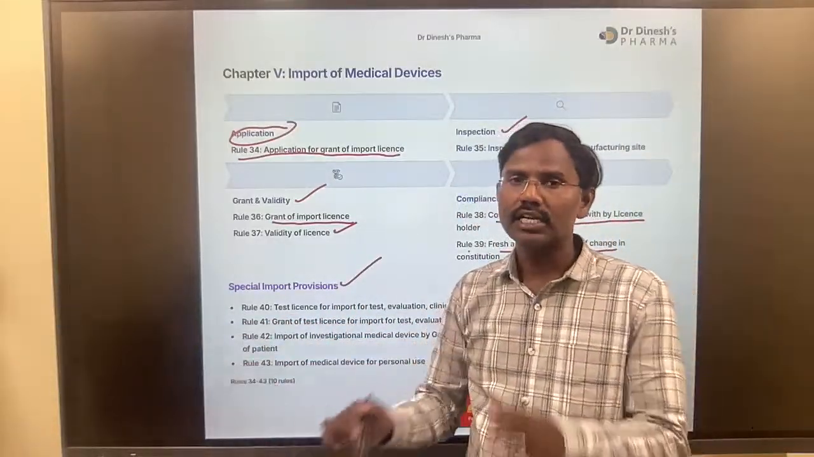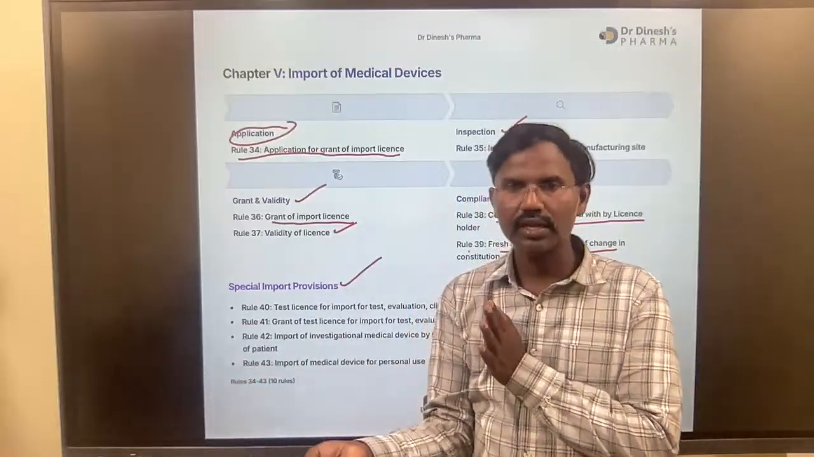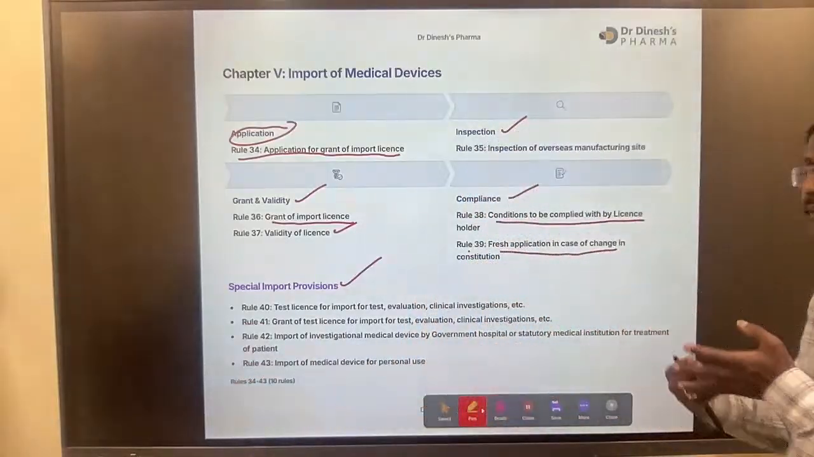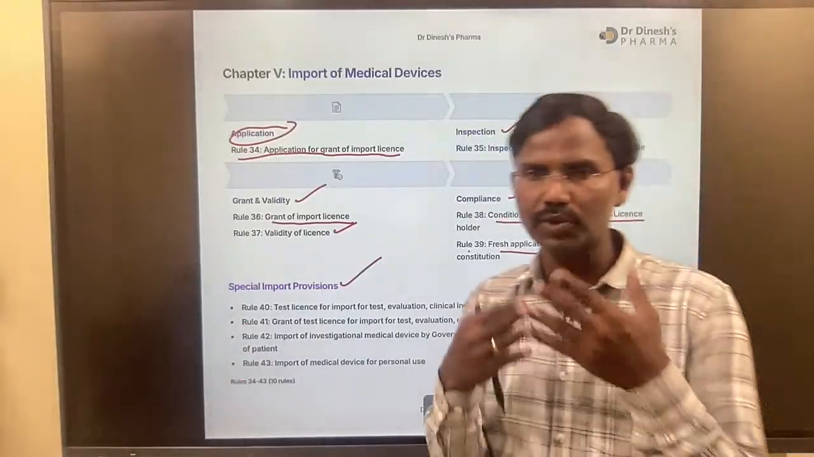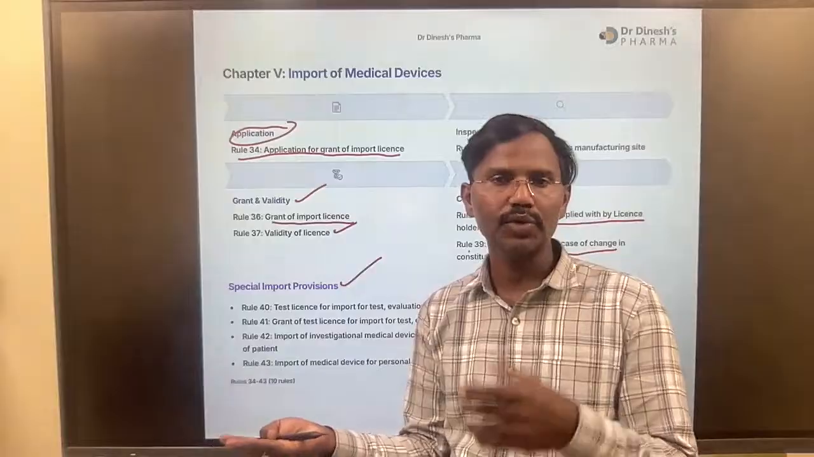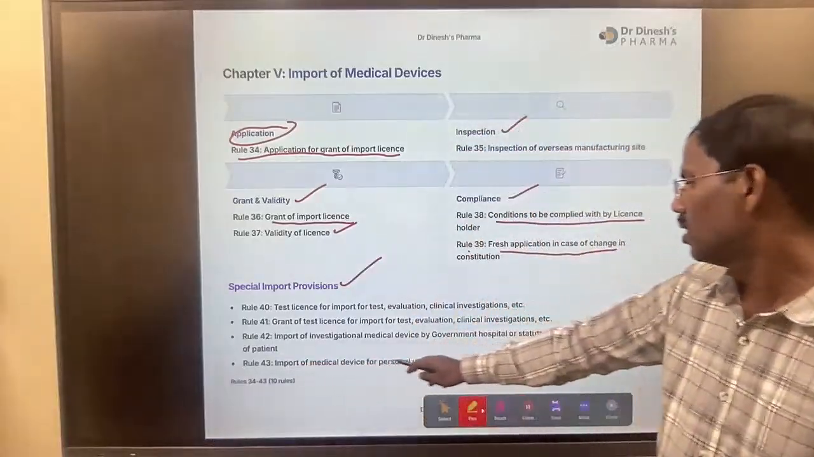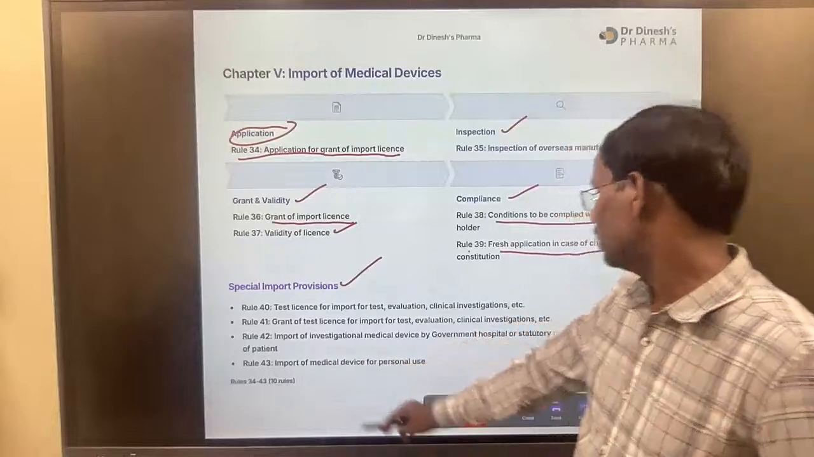Special import: if it is directly imported by a hospital, or if it is directly imported for personal use. If you need any medical device for personal use, you can directly import it. You will get an import license for personal use also. That is rule number 43. Okay, 42 and 43.